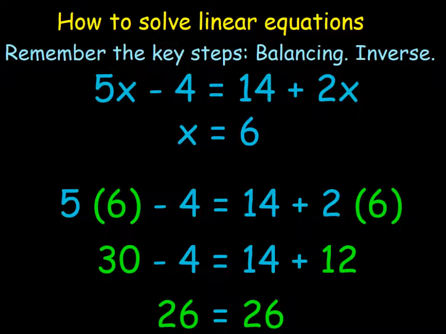Once we've got our answer, x equals 6, then we can check by putting it back into the equation to see if it's right. So, the left hand side, 5x minus 4, 5 times 6 is 30, 30 take away 4 is 26. On the right hand side, 14 add 2x, 2 lots of 6 is 12, 14 add 12 is 26. So our equation balances, x equals 6 is the right answer.